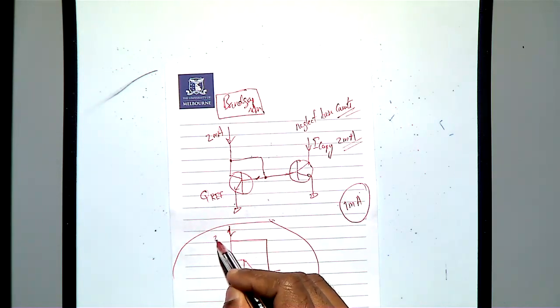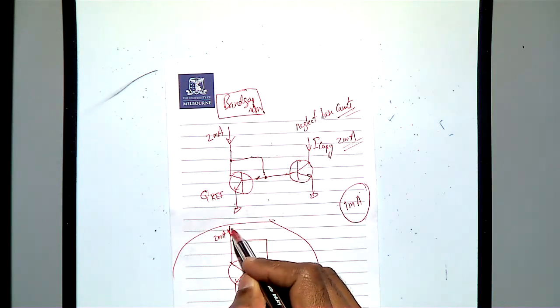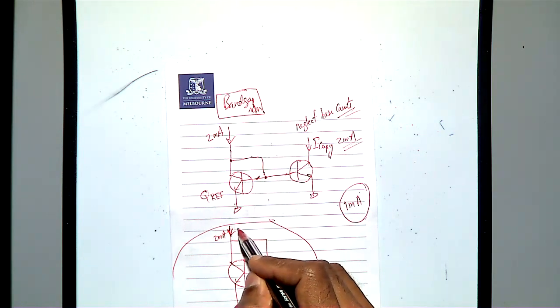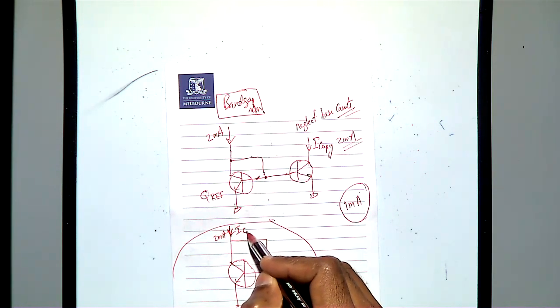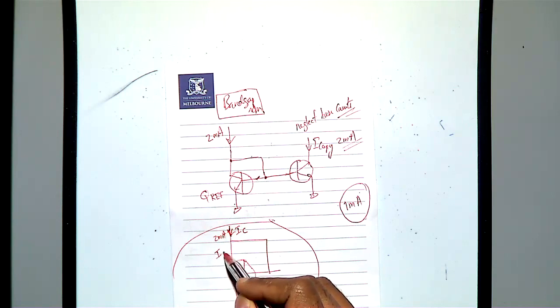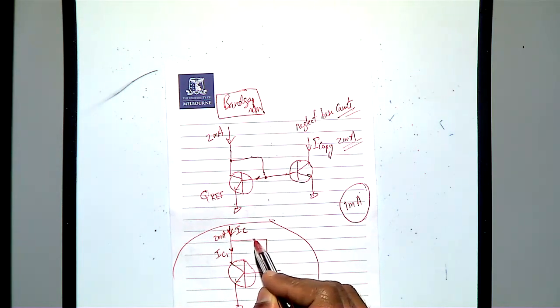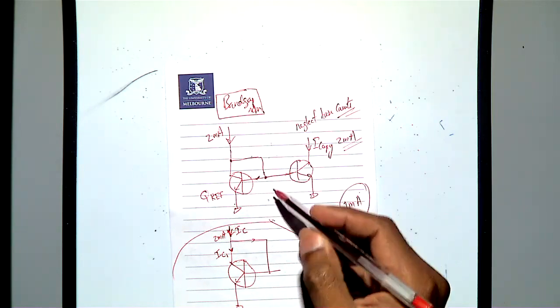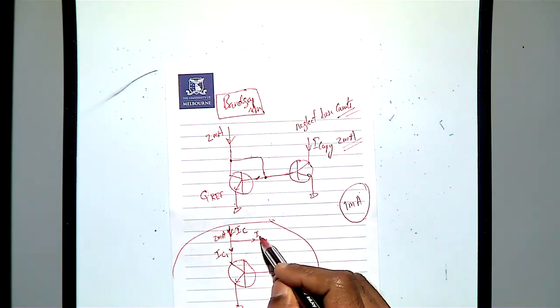So here 2 milliamps is coming. So that is there, and that I call IC. Here I call it IC1. Okay, then maybe some current is going, so nothing related to this one. Maybe that is IX.